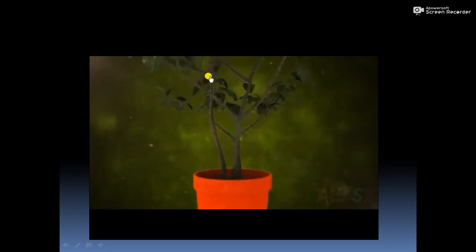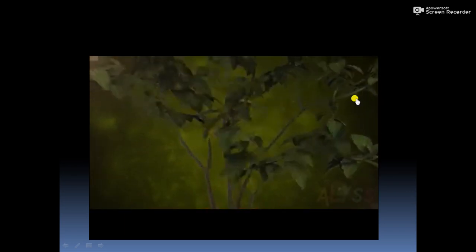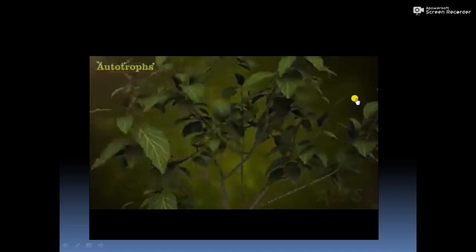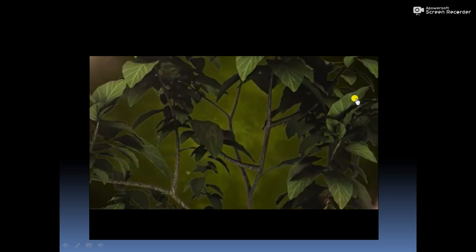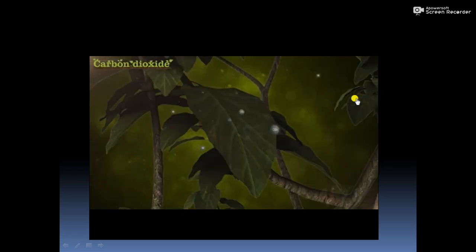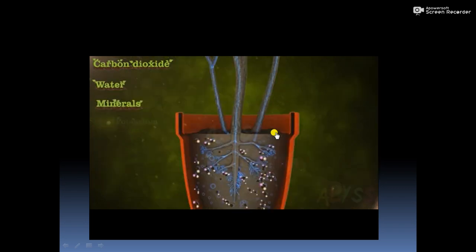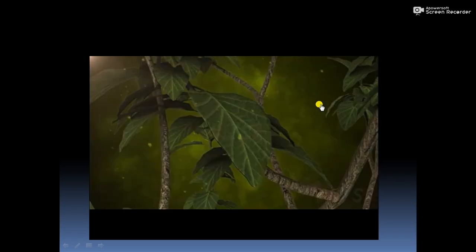Green plants can make their own food. That's why they are called autotrophs. To carry out this complex process, plants use simple inorganic substances like carbon dioxide, water, and minerals like potassium, nitrogen, phosphorus. Green plants are the only organisms having the ability to trap energy from the sun to make food.